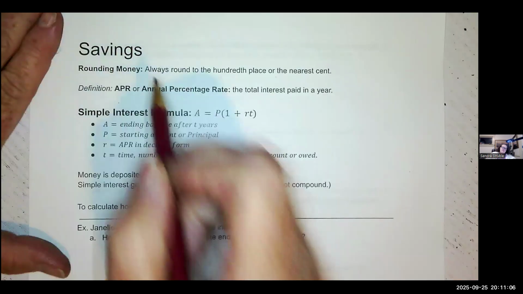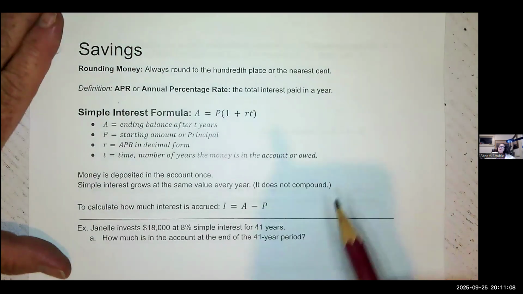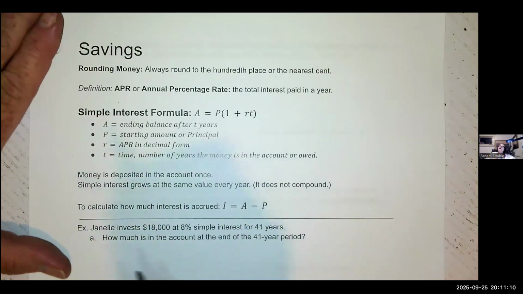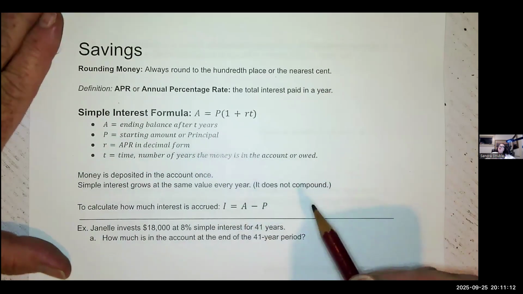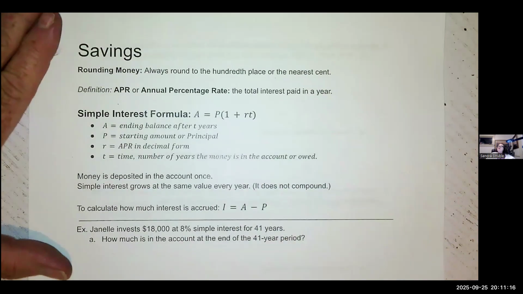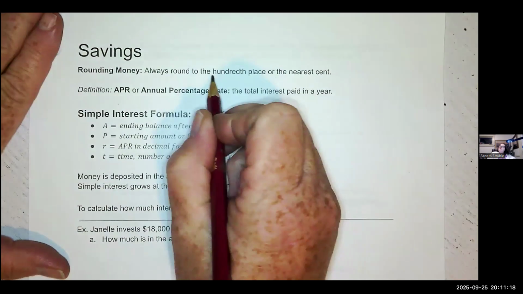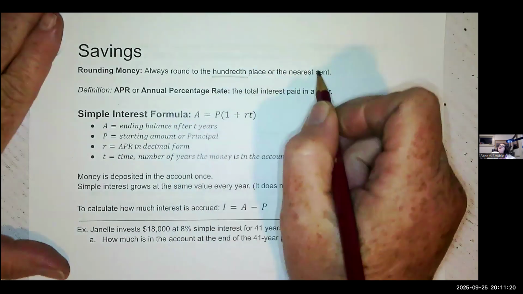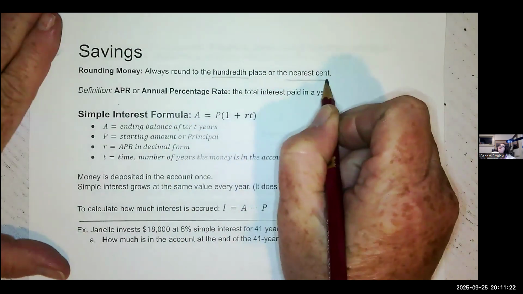When you are rounding money, American money has to always be rounded two places to the right of the decimal. That is where the hundredths place is. Basically, you're rounding it to the penny, to the nearest cent.